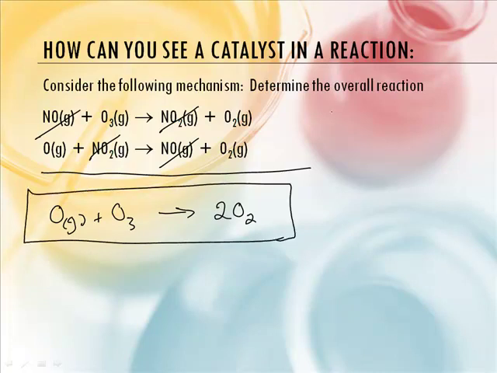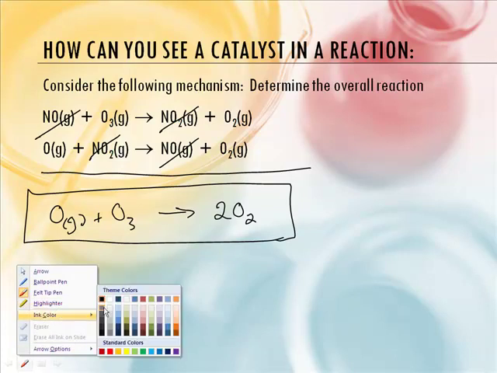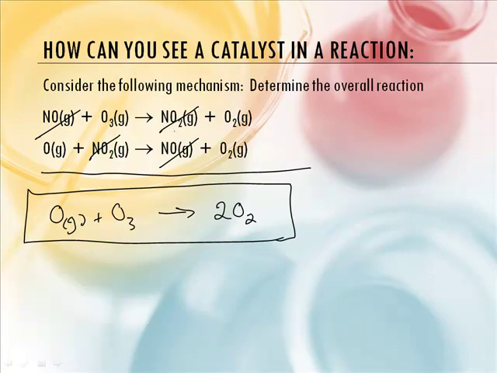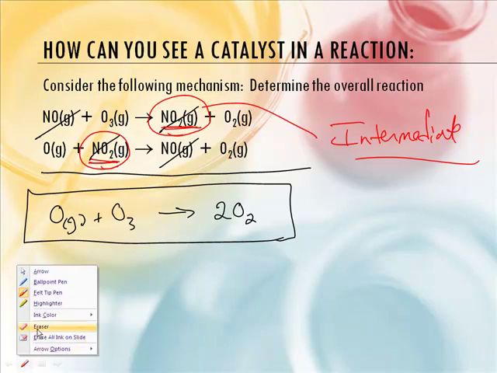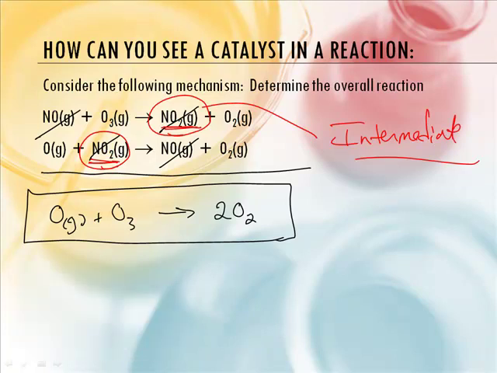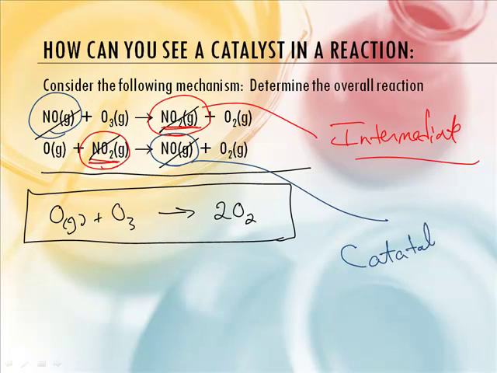Now we've got a couple of things that we want to highlight. NO2 appears as a product first, and then it disappears in a cancellation. So this is called an intermediate. But we have something very different happening with the NO. The NO is starting the reaction. It is a reactant first, and then it doesn't really disappear. It just isn't a part of the overall reaction. It's there at the beginning, it's there at the end, it cancels out. It doesn't get consumed, so it's a catalyst.